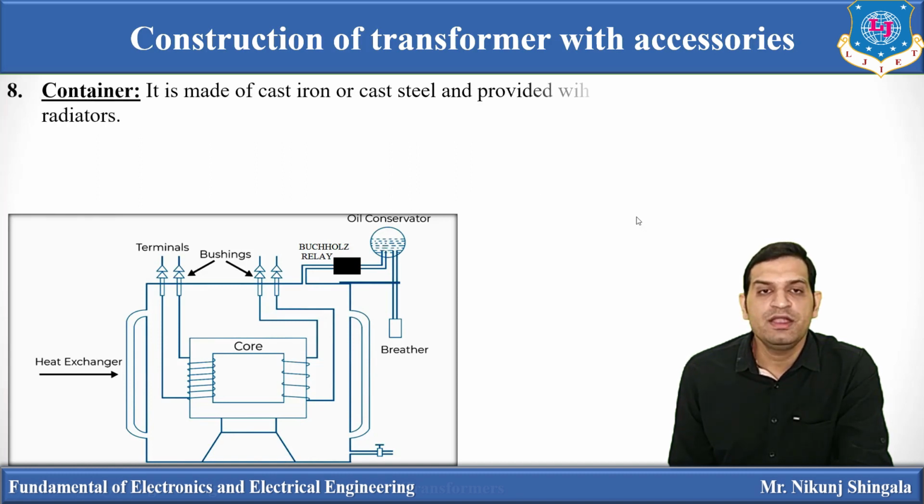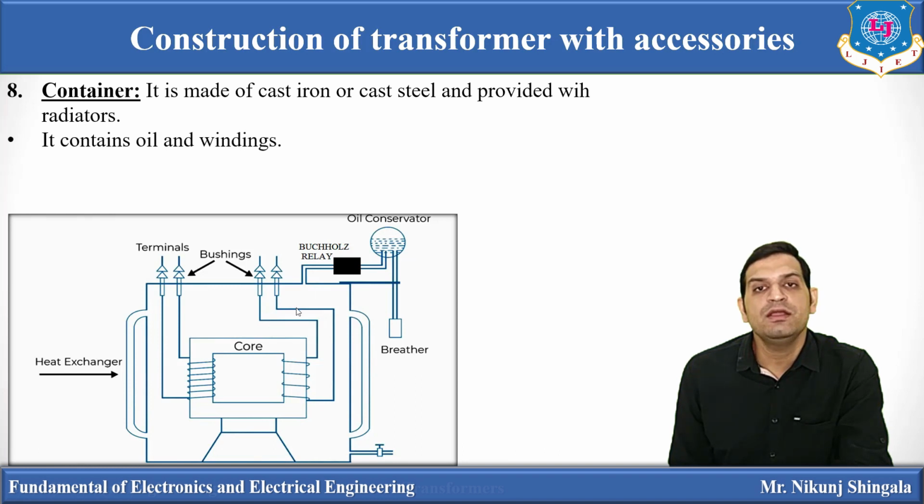The next one is the container. It is basically a tank which is made up of cast iron or cast steel, and it is provided with the radiator. It consists of winding, core and oil.